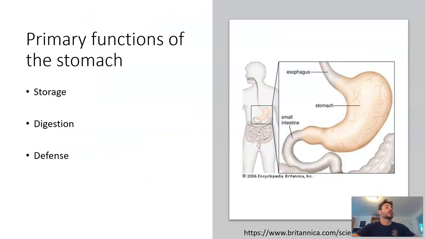So the stomach is where the gastric phase of digestion occurs. There are three primary functions of the stomach. We have storage, which is pretty self-explanatory. It stores food. Then digestion, which is where protein and fat digestion begins, and then there is defense, which protects the body from swallowed pathogens. The gastric phase itself is integrated with the cephalic phase, which is before, and the intestinal phase of digestion, which occurs after.